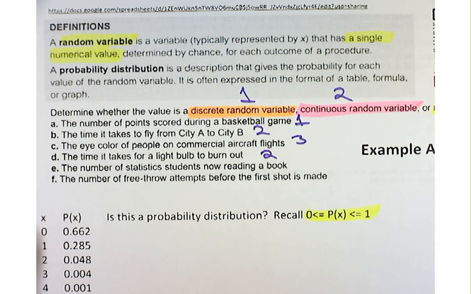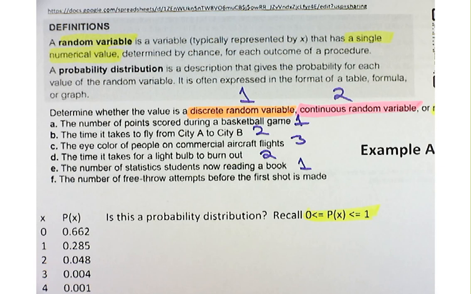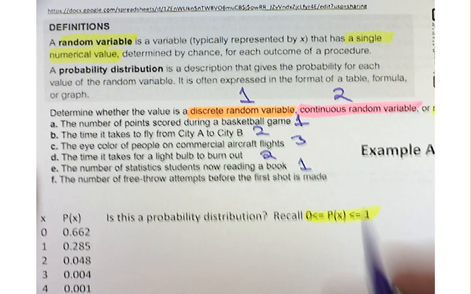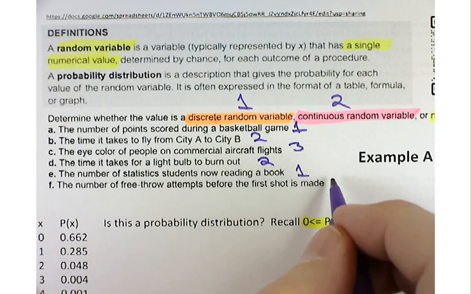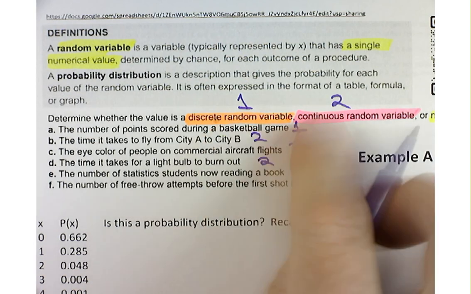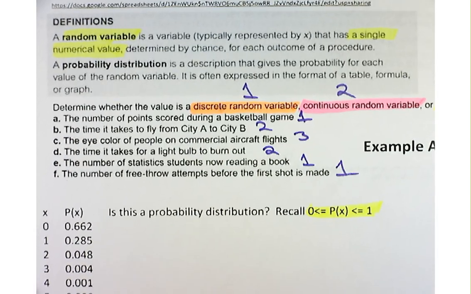Good job. The number of statistics students now reading a book. Yeah, 1. So number of students is a discrete random variable. And last but not least, the number of free throw attempts before the first shot is made. How many times you got to sit there at the line before you rip the cords? That's going to be a discrete random variable. Nice.